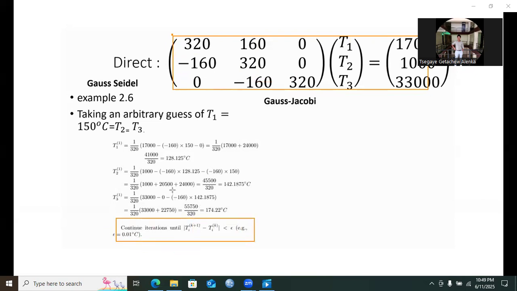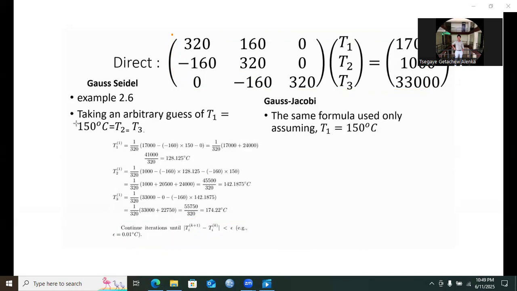Had this been Jacobi, we could have solved equations A, B, and C independently, taking all interior temperatures T1, T2, and T3 as 150, calculating T1, T2, T3 in equations A, B, C, with the initial assumptions for all interior T's at 150.